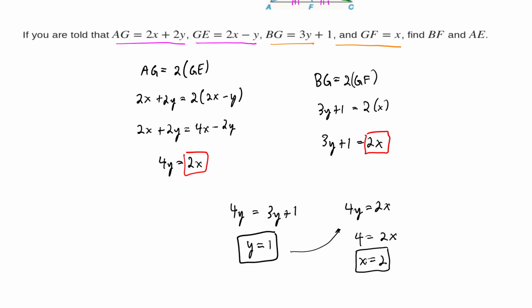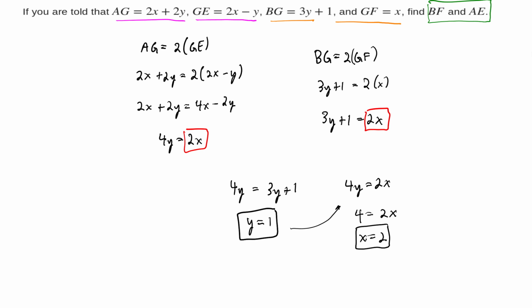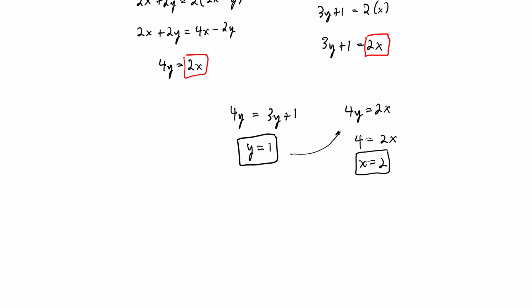All right, so that's the hardest part of this work: arranging this, getting the equations, and then doing the algebra. And now our job is to find BF and AE. These are just the sums of the side lengths. So now we should write down exactly what these are. AG is 2x plus 2y. That's going to be 2 times 2 plus 2 times 1. This is 4 plus 2, so this is 6.